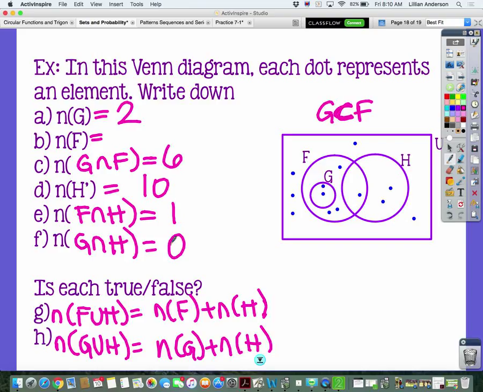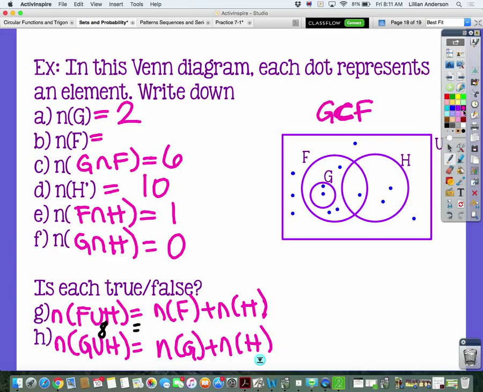Now the ones at the bottom are asking if these statements are true or false. It says the number of elements in the union of F and H. The union means how many dots are in F, in H, and in both. Well, that's 1, 2, 3, 4, 5, 6, 7, 8. There are 8 elements in the union of the two. We have to see if the number of elements in F plus the number of elements in H actually equals 8.